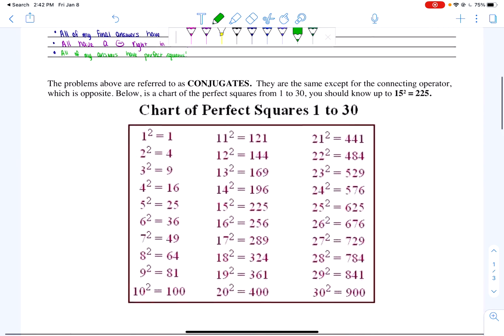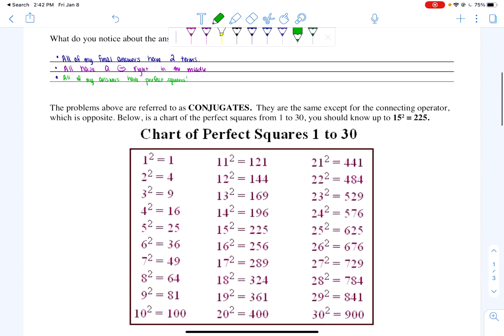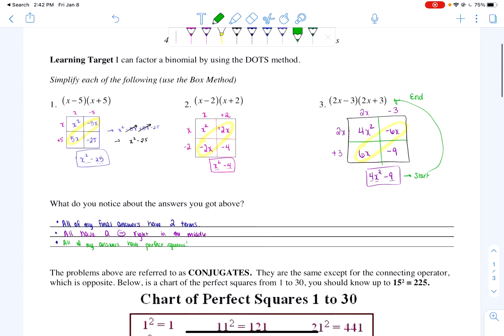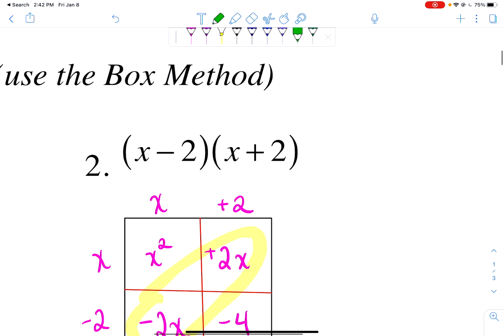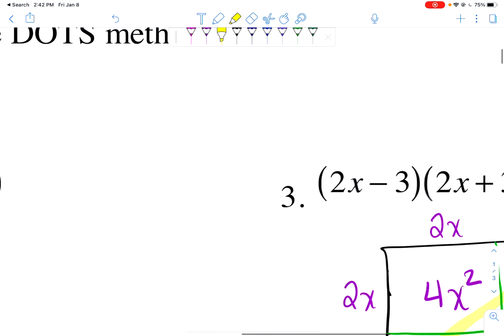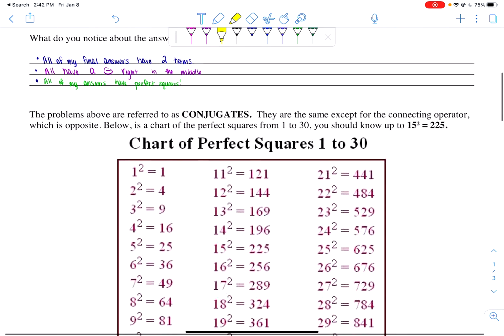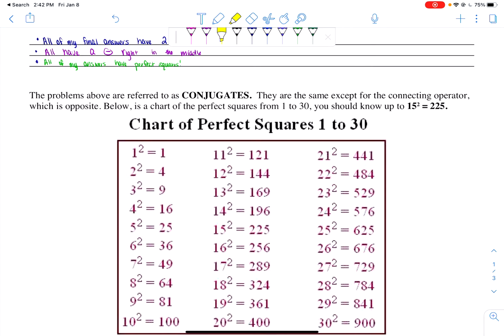So the problems above are referred to as conjugates. What we mean by conjugates is that they are the exact same except for the connecting operator. So for instance, these are conjugates because I have a minus 2 and a plus 2. I have a minus 5 and a plus 5. I have a 2x minus 3 and a 2x plus 3. Those operators right in the middle are different. So that's why we can say they are conjugates.